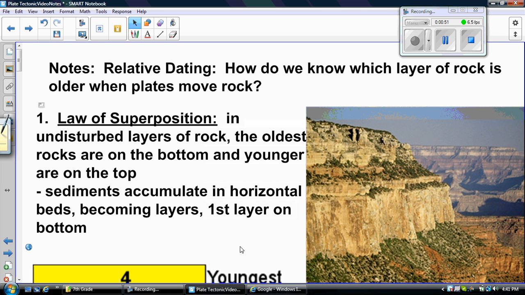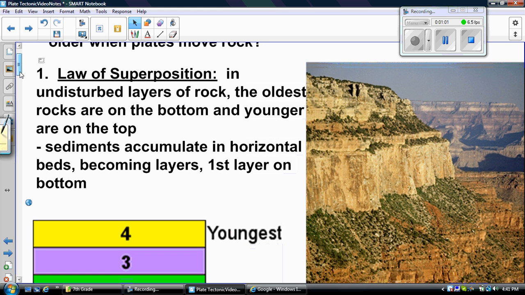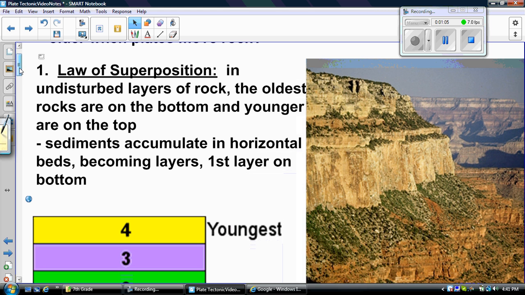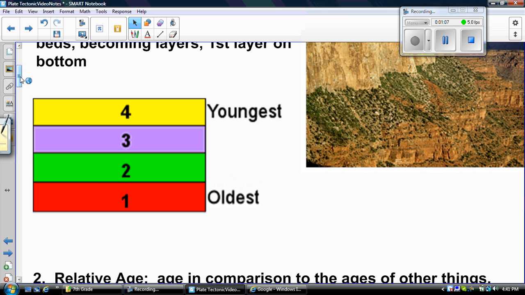Okay, so the law of superposition states that in undisturbed layers of rocks, the oldest rocks are found on the bottom and the younger ones on top. Sediments accumulate in horizontal beds, becoming layers. The first layer is always on the bottom. So if you take a look at this picture down here, if sediments are laid down horizontally because they haven't been disturbed, the oldest layer will always be put down first, and it's going to be on the bottom.